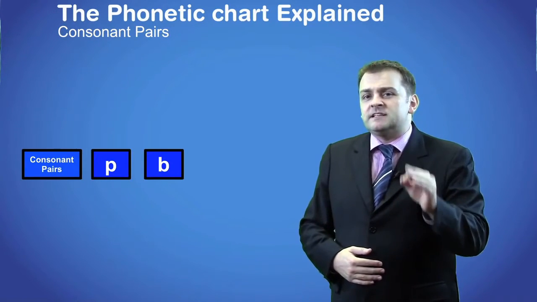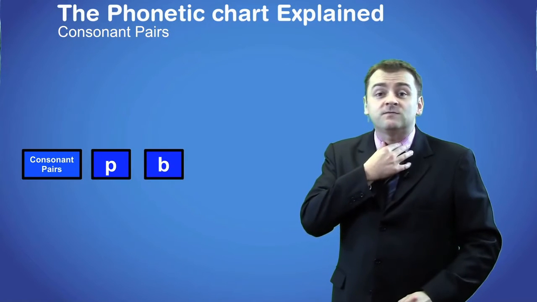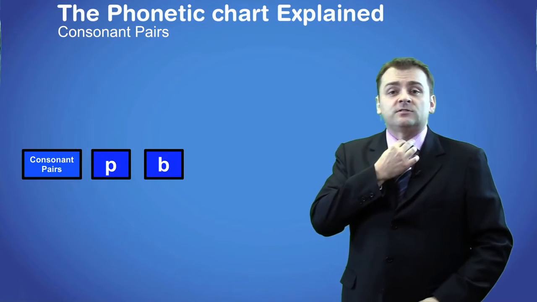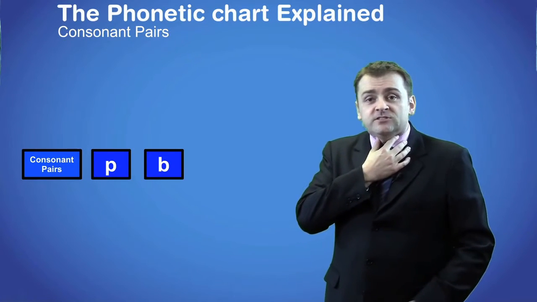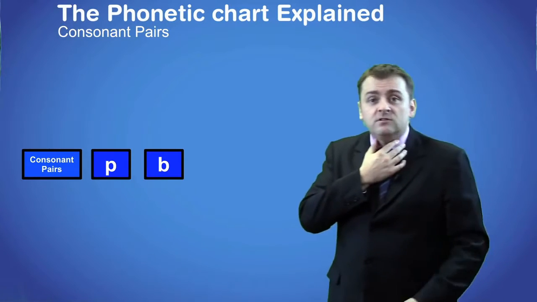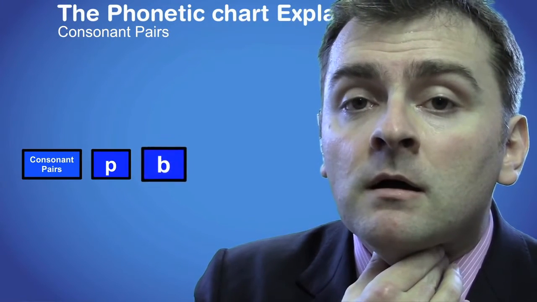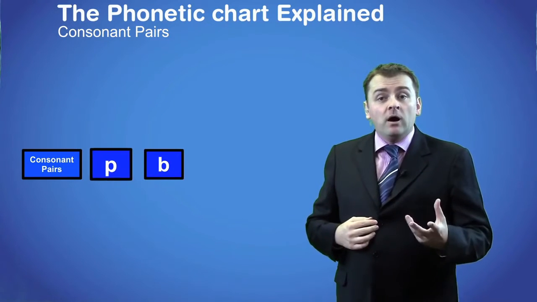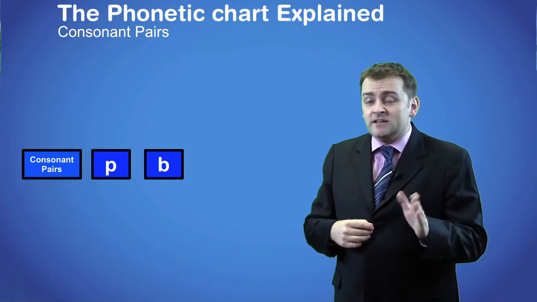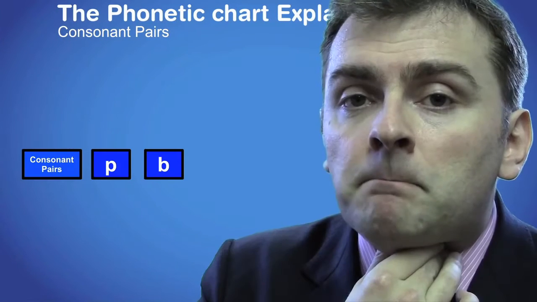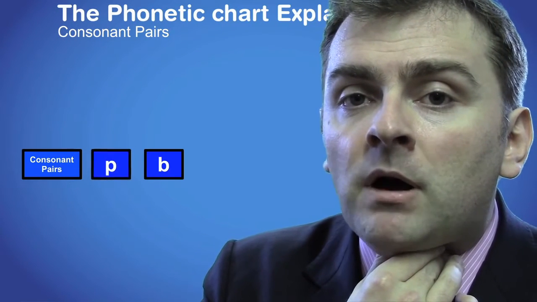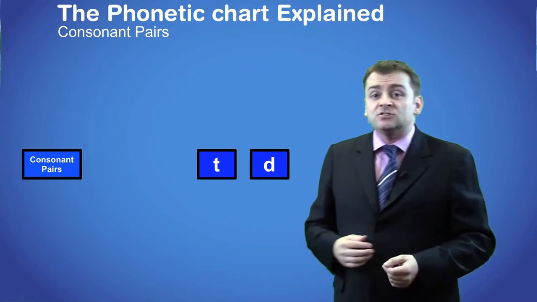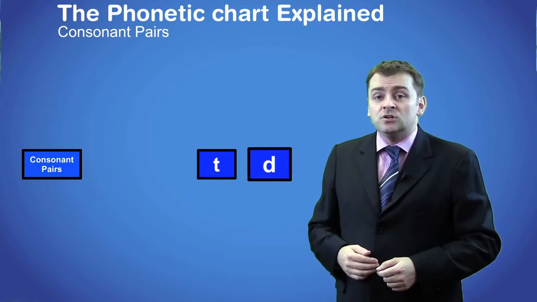The only difference is B is voiced, which means that we use our vocal cords to produce the sound. If you feel your neck when you say the sound, you should feel some vibration. B, B, B. Now if you say p, if you say it correctly, you won't feel that vibration. P, p, p. The same is true for the next pair, t and d.